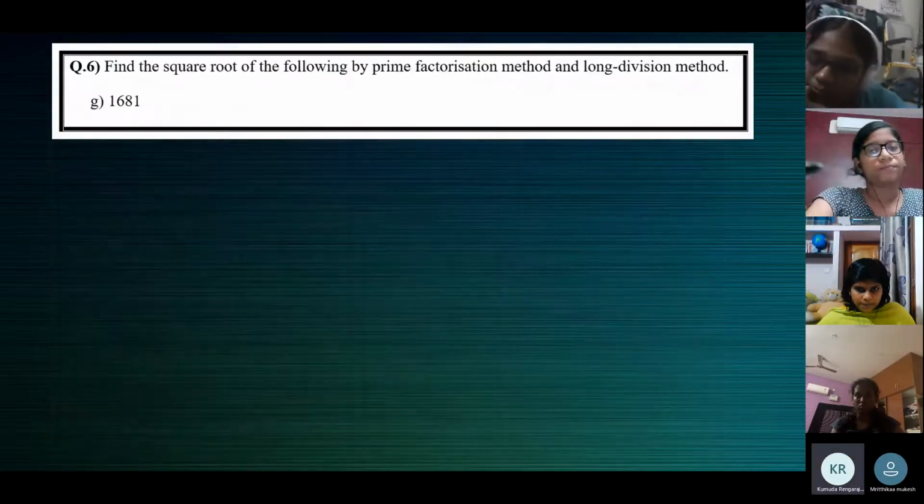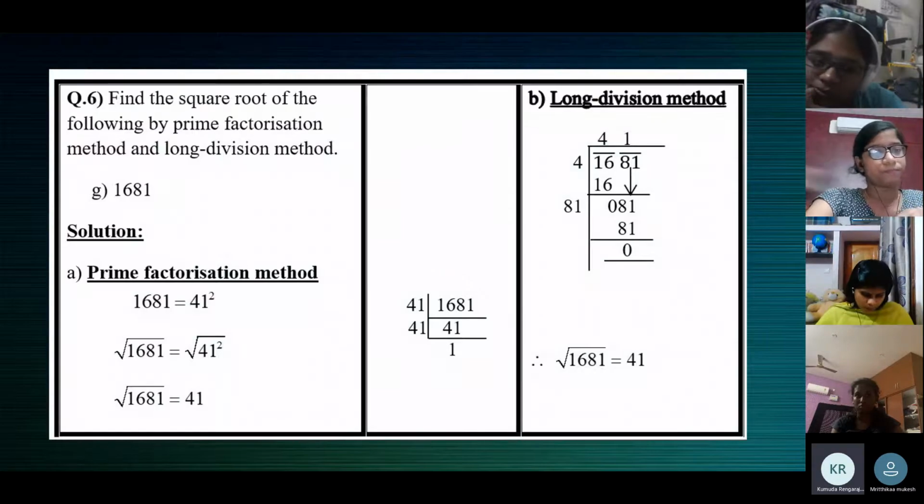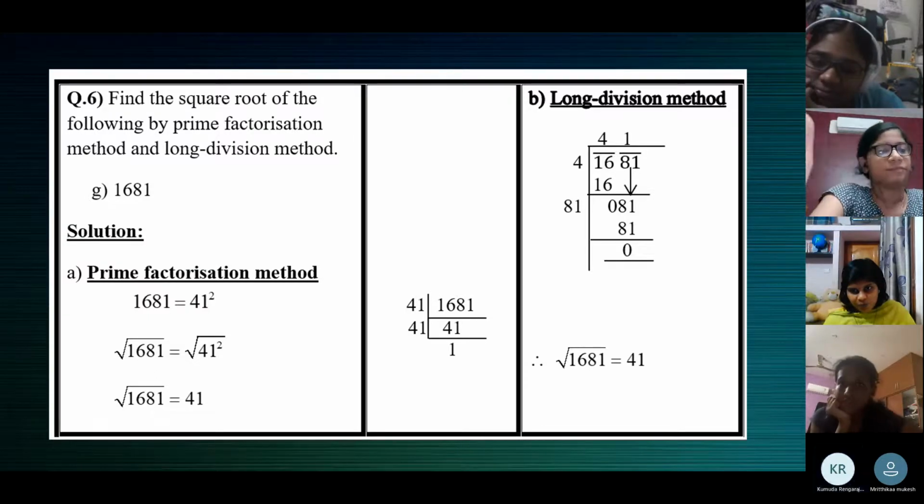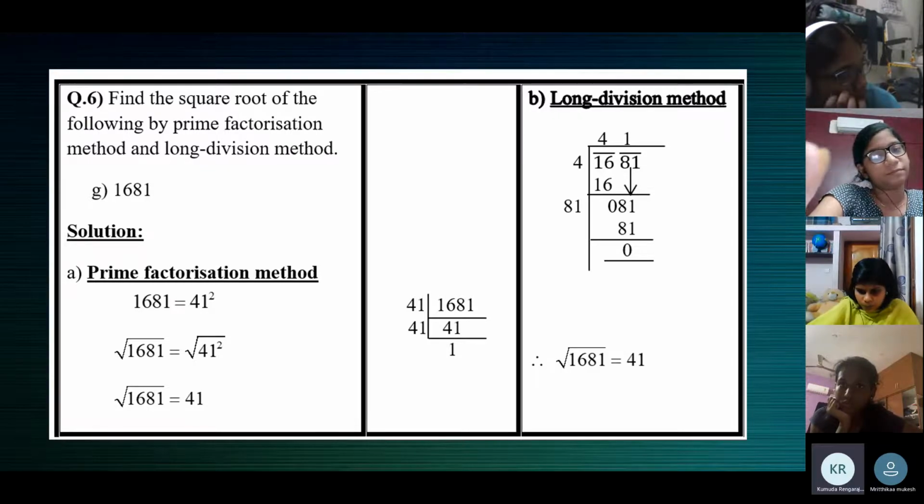All right, next one. See here, this is a special number, directly 41. It's not divisible by any of the prime numbers till 37. So directly 41 only. 41 41s are 41 ones are.